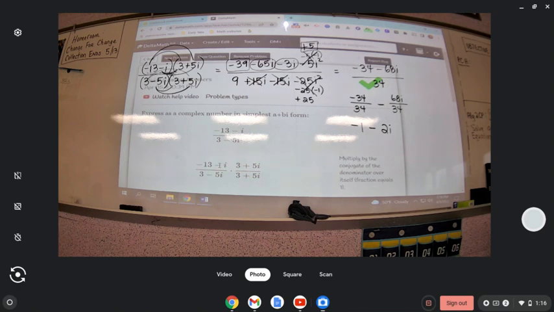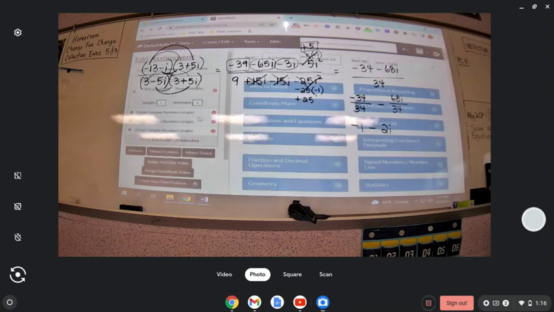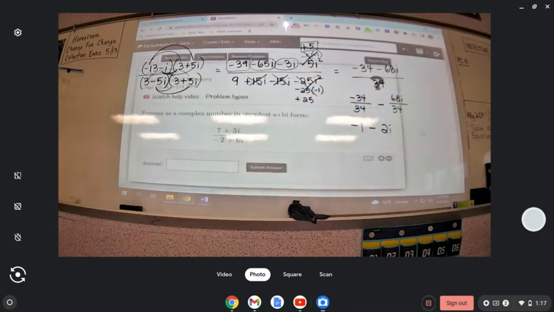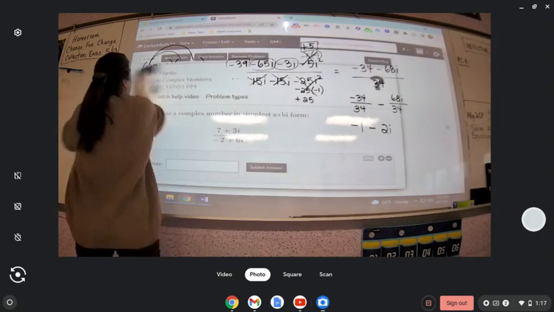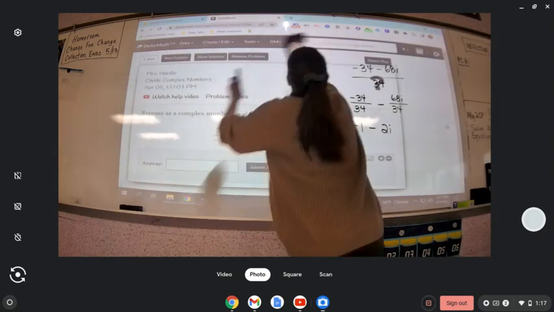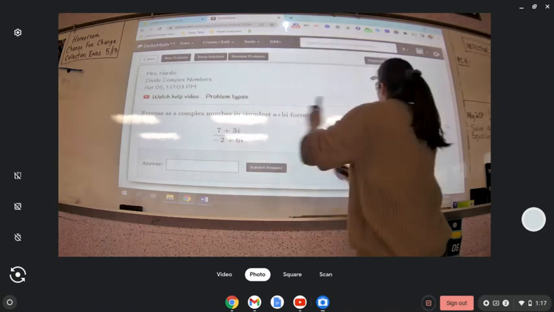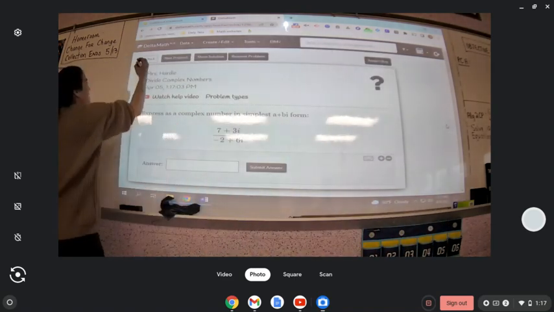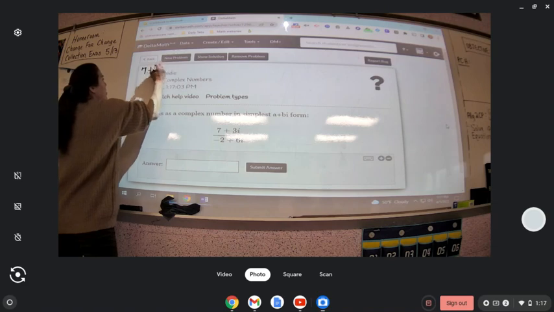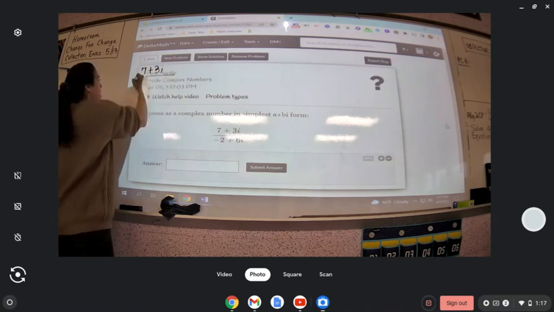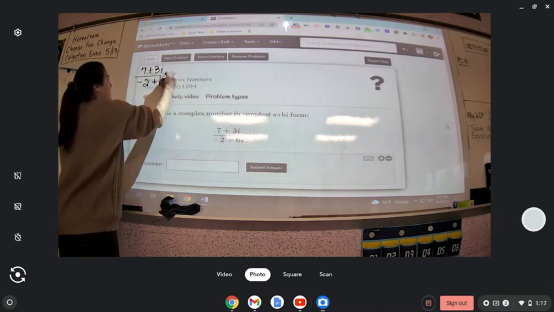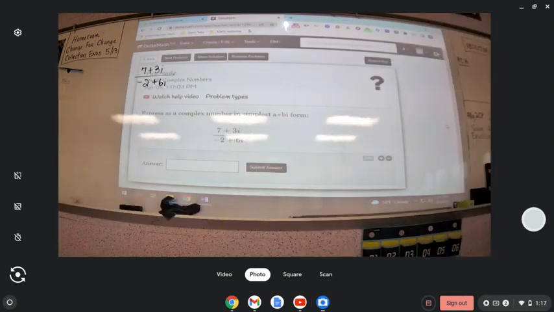All right? I'm going to do one more with you, and then I'm going to let you do the third one on your own, and then we'll be done. So let's do one more together. Let's try this one. Let's express this as a complex number in simplest a plus bi form. Okay. All right, so we got 7 plus 3i divided by negative 2 plus 6i. That's what they're asking us to technically divide.